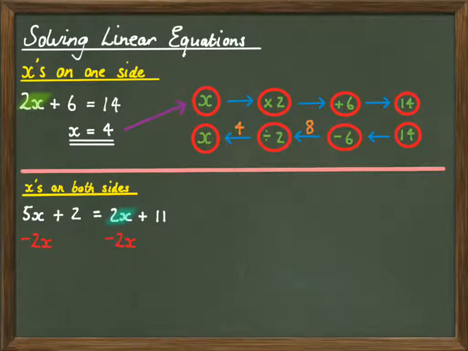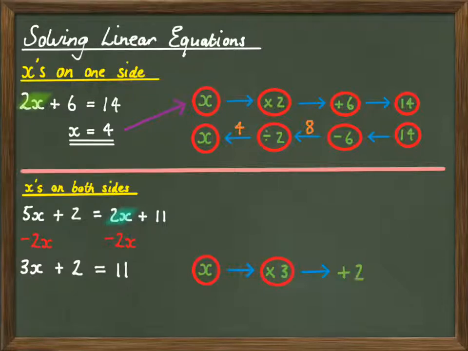2x take away 2x is nothing, so that just disappears. 5x take away 2x is going to be 3x. So 3x plus 2 stays there, 11 stays there, I haven't done anything to that. 3x plus 2 equals 11. That's my new equation. Now I can go about doing it using my function machine.